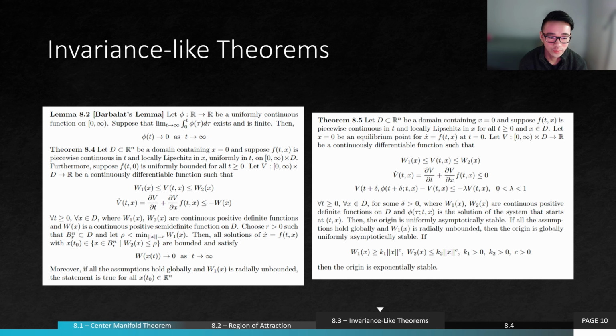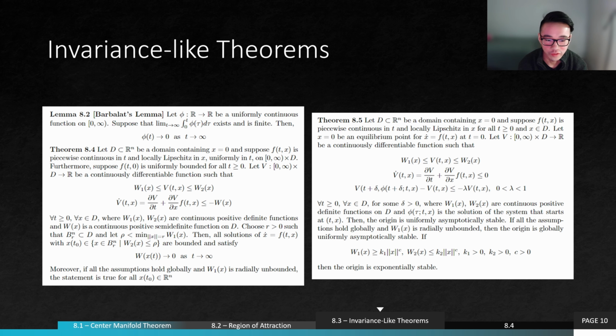Some non-autonomous systems have some sort of invariance property, such as periodic systems and asymptotically autonomous systems. But in general, the positive limit sets are not invariant. It is possible to conclude uniform asymptotic stability, though, based on the next theorem, if we show not only V dot is less than 0, but V decreases over an interval t to t plus delta. So theorem 8.5 does exactly that.